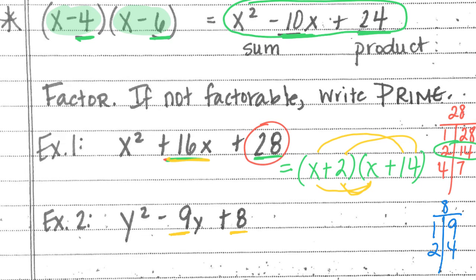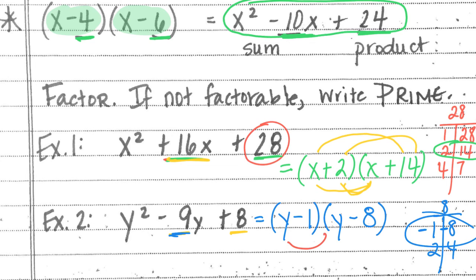I just said 1 and 9, didn't I? That should be 1 and 8. 1 and 8. Do either of these add up to be negative 9? Well, 1 and 8 add to be 9. How do I make them negative 9? Negative 1 and negative 8. So, y minus 1 times y minus 8. Let's check. First terms, y squared. Outers, negative 8y. Inners, negative 1y. Those do add up to be that negative 9y. Last terms, positive 8.